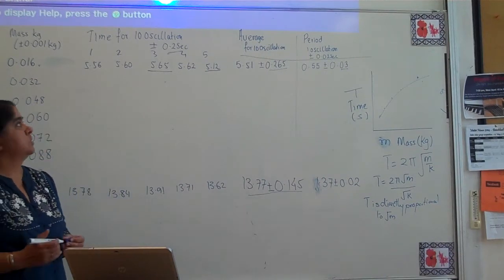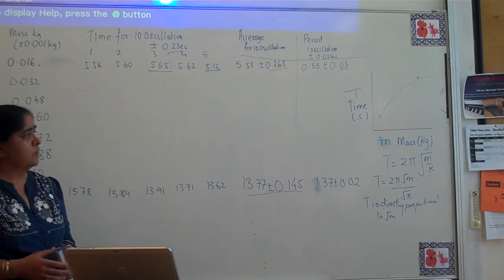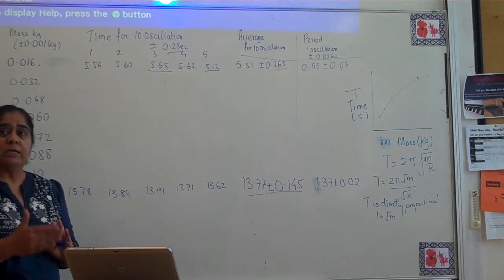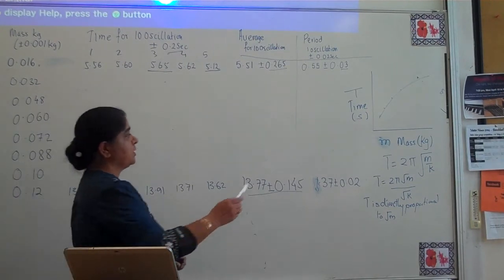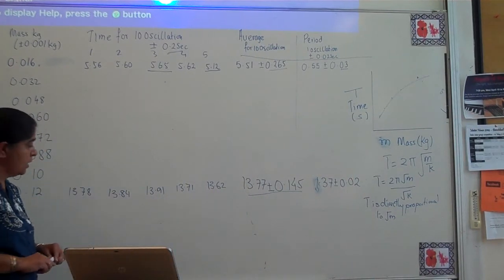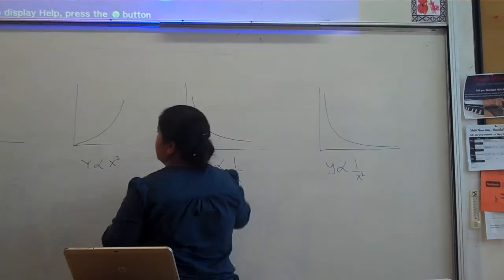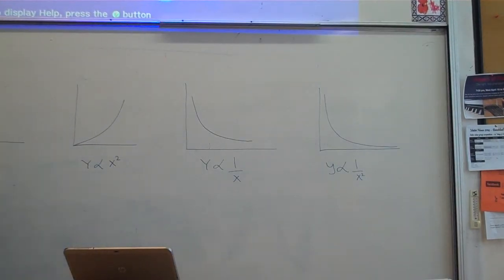Yes? So, once you know that's the graph, I now want to plot a straight line graph. What should I do to this data to get a straight line graph? Or let's visit those four graphs again and see how I am going to change this graph to a straight line.